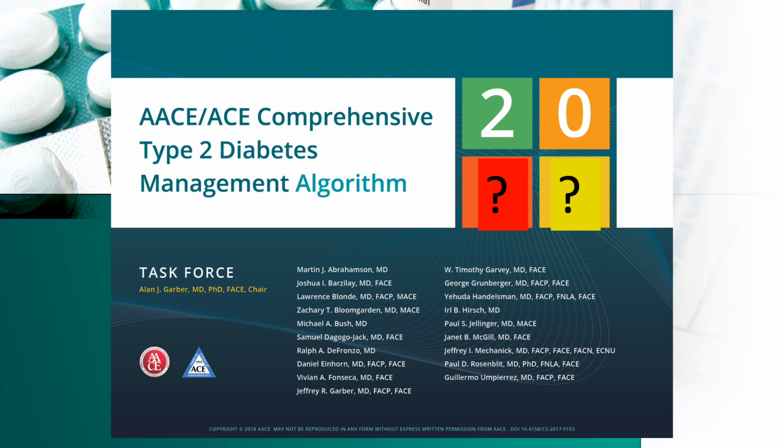This document represents the official position of the American Association of Clinical Endocrinologists and the American College of Endocrinology for type 2 diabetes. It too is updated annually.